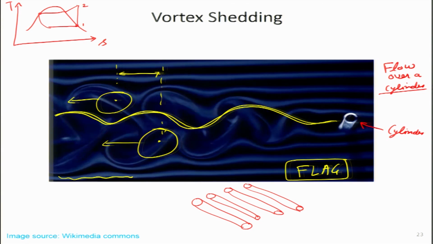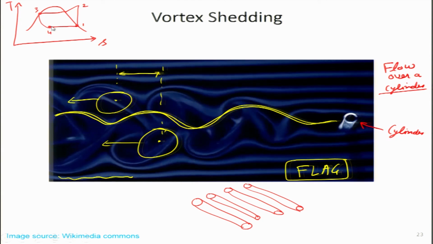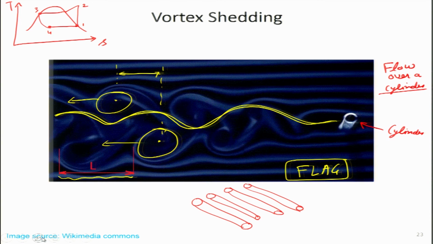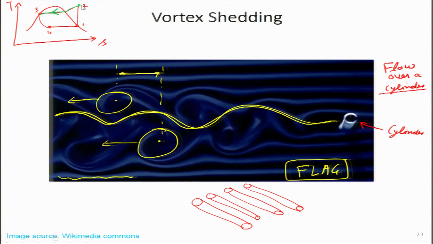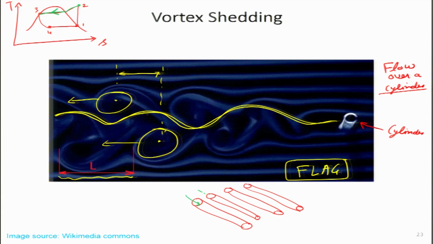So if I put 1, 2, 3 and 4 and I make this in maybe green color, so my condenser is from 2 to 3. So this is the condenser part over here. So you can see it is having the maximum temperature in this particular cycle.